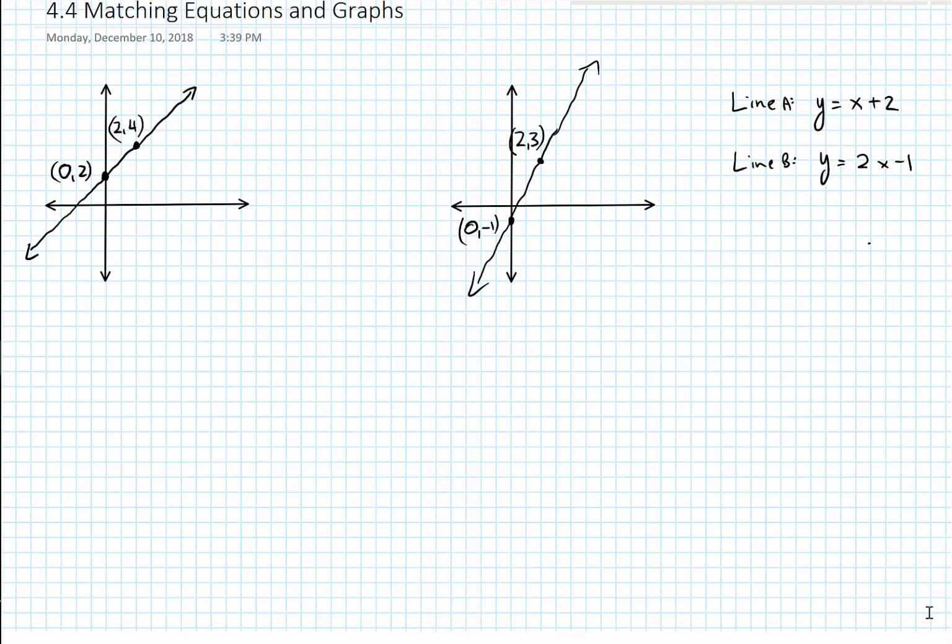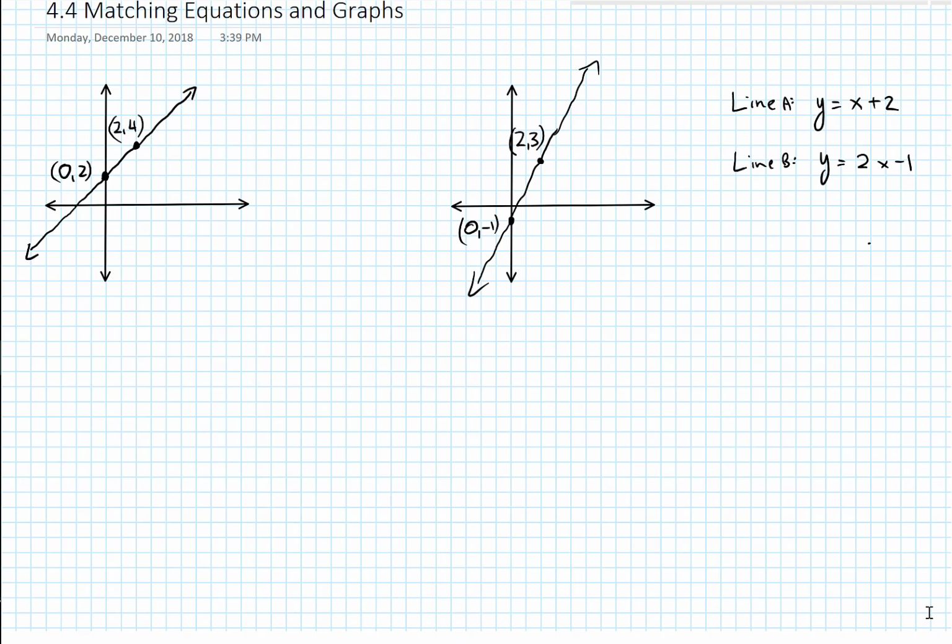In this section, we're going to explore a type of problem that you might face where you are given a couple of graphs and a few equations, and you have to match them. So in this case, we have two graphs, two lines, and we're given the equations on the right. Line A is y equals x plus 2, line B is y equals 2x minus 1.